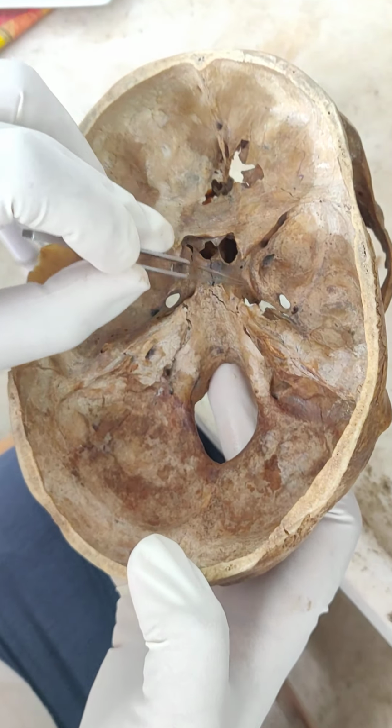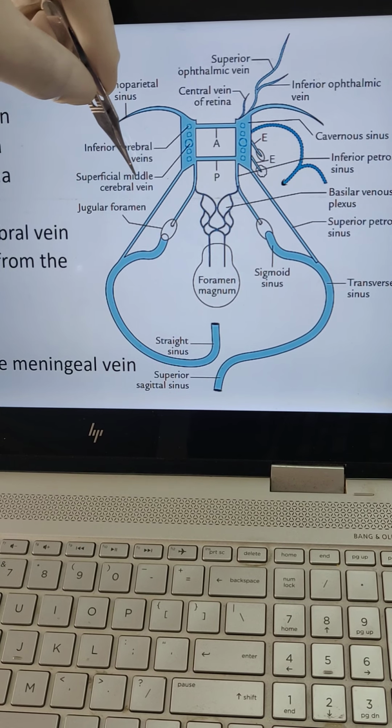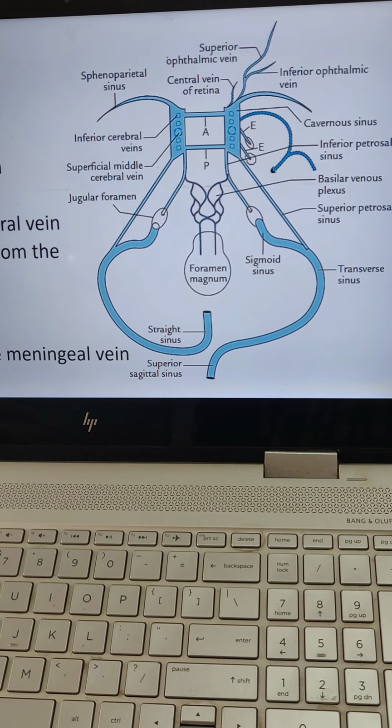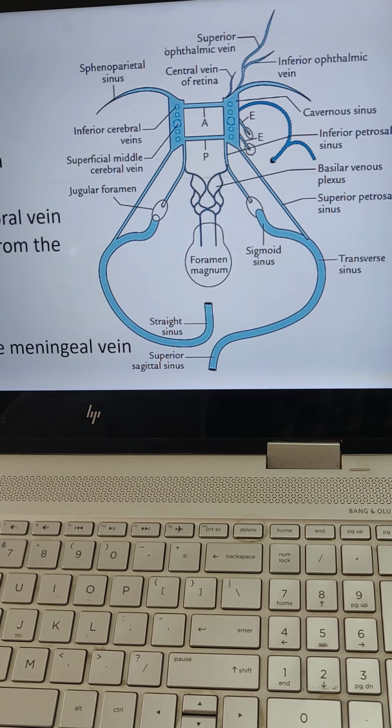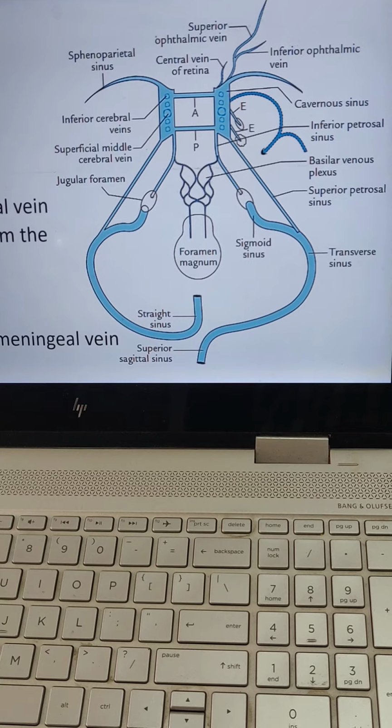Now we will discuss the tributaries of the cavernous sinus. This is the cavernous sinus, and anteriorly, from the orbit, it receives the superior ophthalmic vein. It receives the inferior ophthalmic vein and the central vein of the retina. From the brain directly, it receives tributaries from the inferior cerebral vein and superior middle cerebral veins. From the meninges, it receives the sphenoparietal sinus and the frontal trunk of the middle meningeal veins.